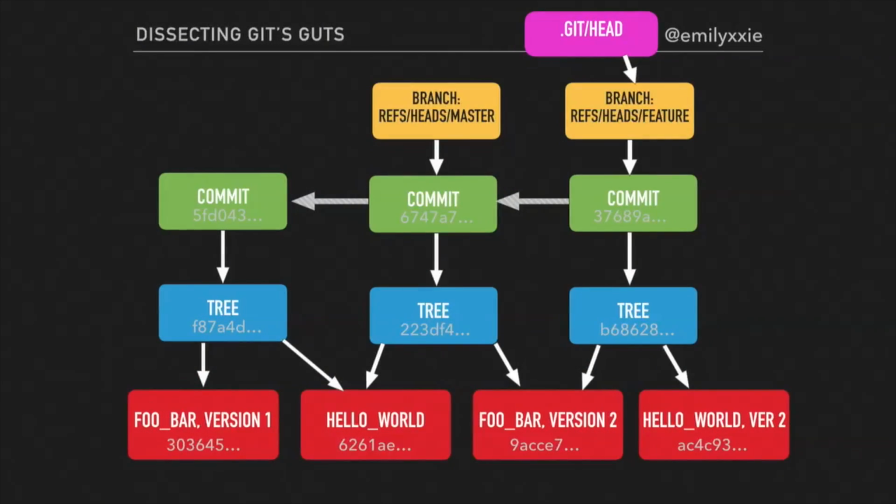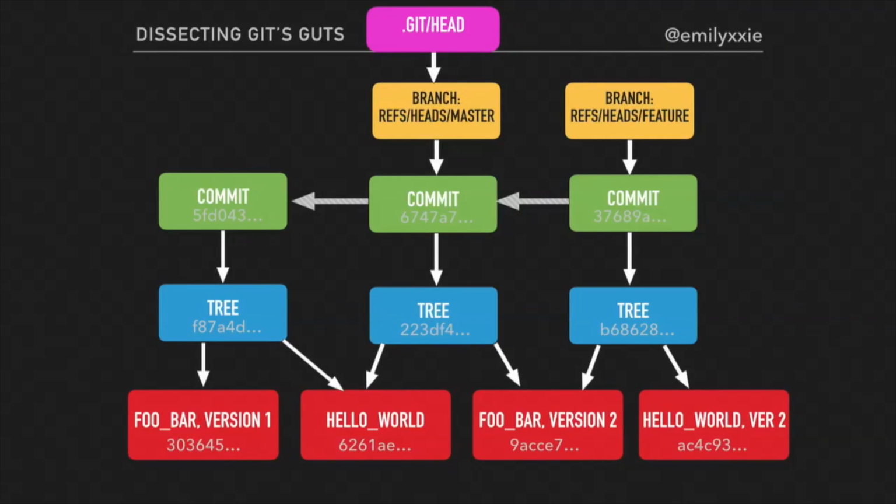So if you bring the HEAD file into the picture, the diagram then starts to look like this. I ran out of space there. And when you do a checkout to another branch, under the hood, what's happening is that this HEAD file is getting edited so that it points to another branch.